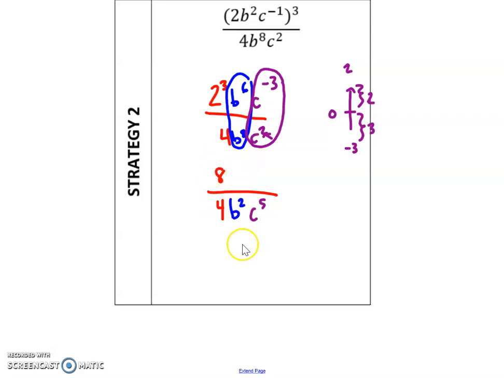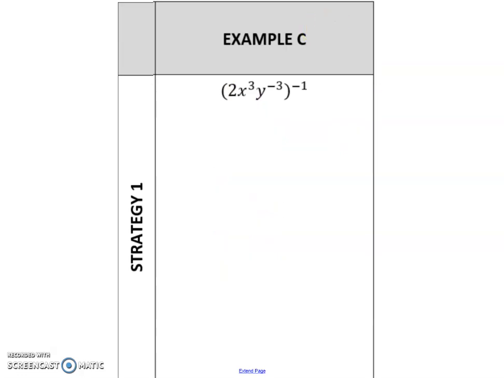And now reduce our constants. So 8 divided by 2 is 4, and we end up with 2 over b squared times c to the 5th. Okay, different ways of thinking about it gets us the same place. One more example, here we go.